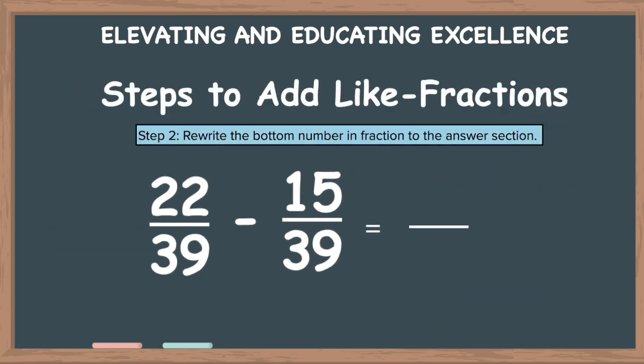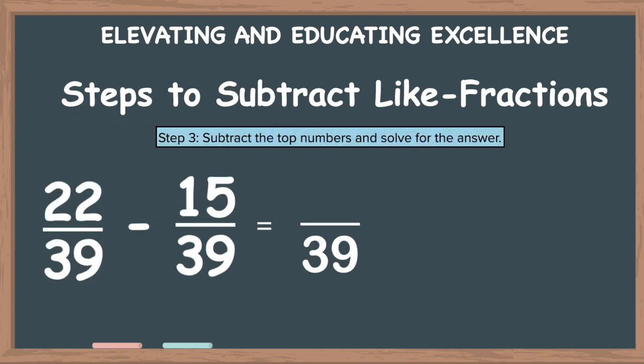Step number 2, rewrite the bottom number in the fraction to the answer section. So we're just going to move that to the fraction in the answer section. Now we're going to complete step number 3. Subtract the numbers and solve for the answer.